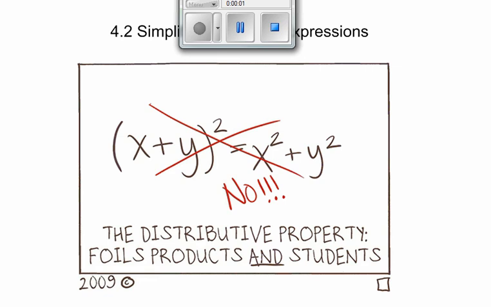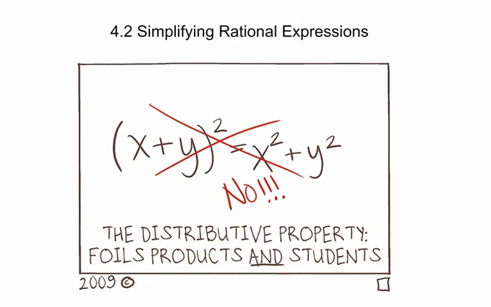Monomials, products, and students? Do you remember this? Is this true? No. No, Jesse, no. What do you have to do when we square a binomial? Write it twice. (x + y), and then we FOIL. So it's (x + y) times (x + y), and then we use the distributive law or FOIL.